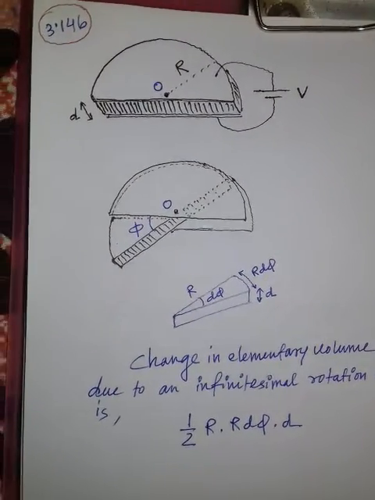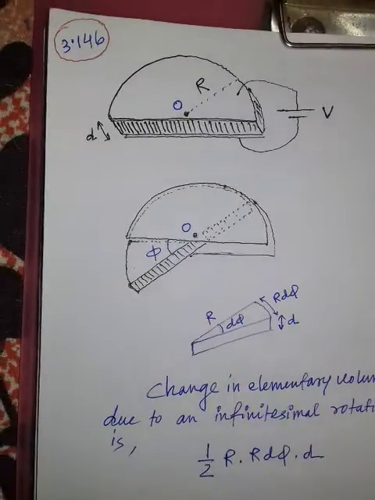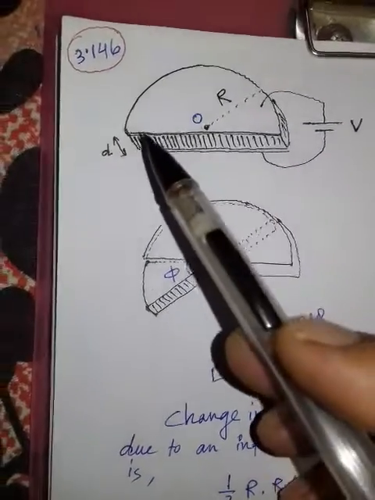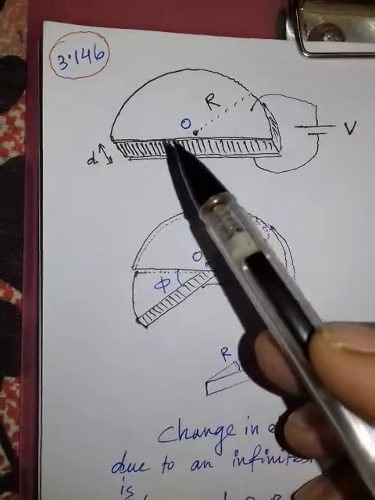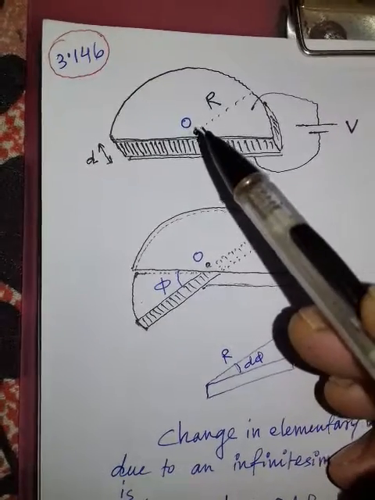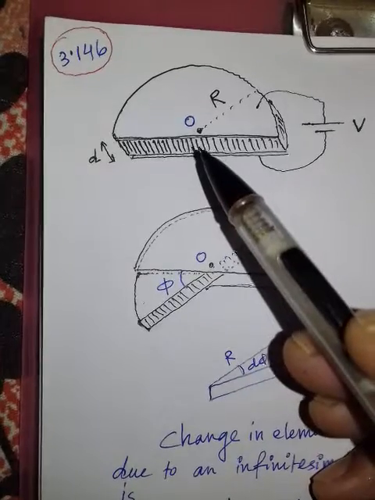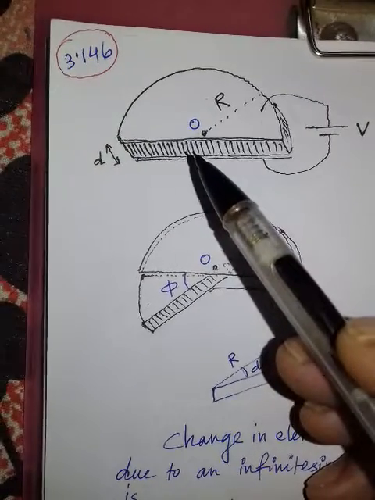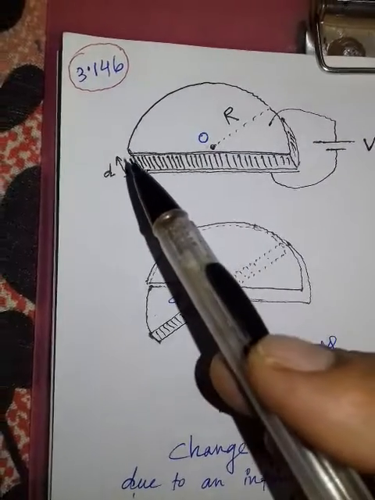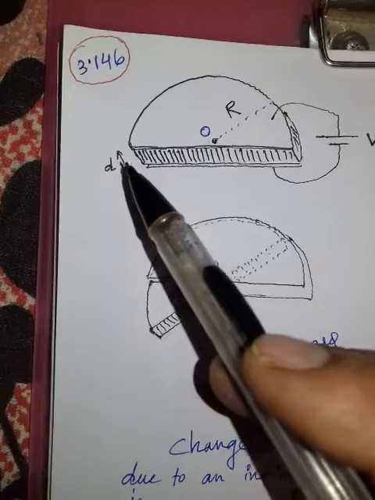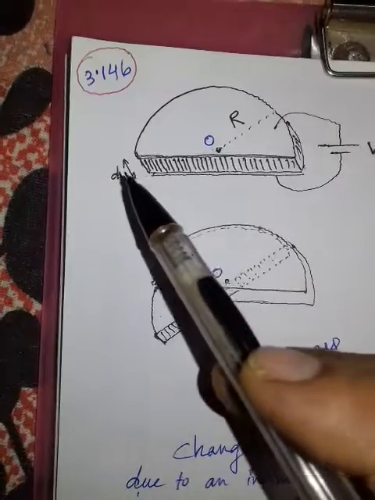Hello friends, this is the classic problem of Irodov's 3.146. Here, this is a semicircular parallel plate capacitor of radius capital R, which has a semicircular dielectric slab of the same shape within it. The thickness of this slab is small d. That is, the separation between these two plates is small d.